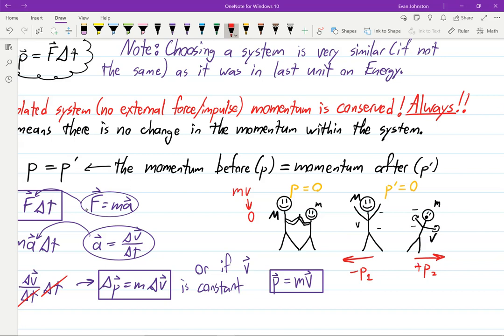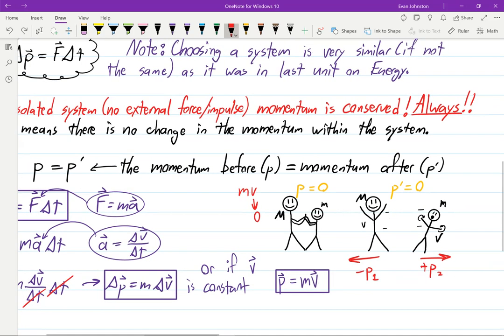Combined, though, this momentum was zero in the beginning, and since there was no external force, just an internal force, there's still zero momentum. So how can one of you have a positive momentum and one of you have a negative, but the total is zero? It means that these two are equal in size. This one is just as big as this one. So if this one's -4, this one must be +4. Those cancel out and become zero.